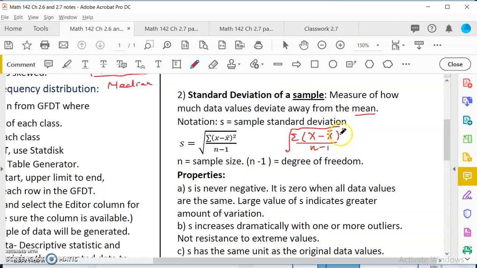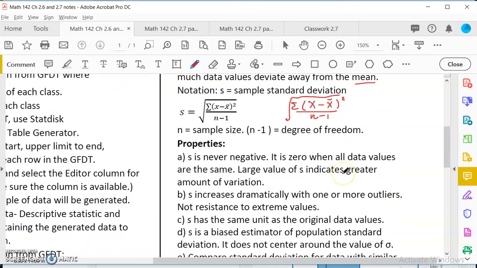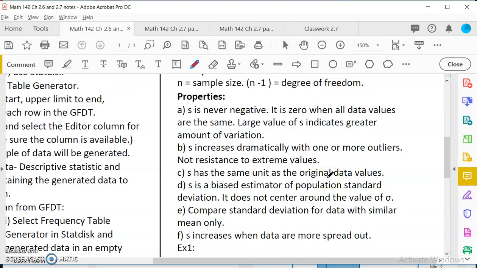Why the square root? Because you're adding a whole bunch of squares together. And if n is the sample size, n minus 1 is called the degrees of freedom. So why do we divide by n minus 1 instead of n? It has to do with the fact that if you divide by n, the variation of the data tends to seem smaller.